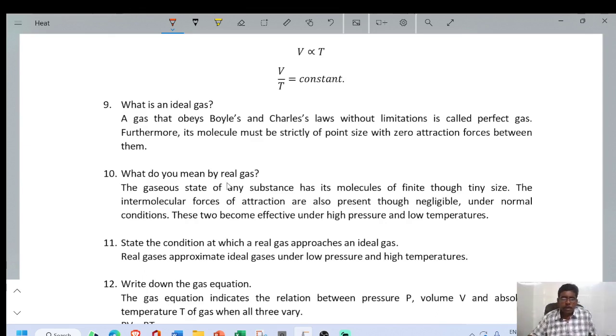What do you mean by real gas? The gaseous state of any substance has its molecules of finite though tiny size. The intermolecular forces of attraction are also present though negligible under normal conditions. These two become effective under high pressure and low temperature. At high pressure and low temperature, a gas acts as a real gas. At high temperature and low pressure, we can expect a gas to act as an ideal gas.